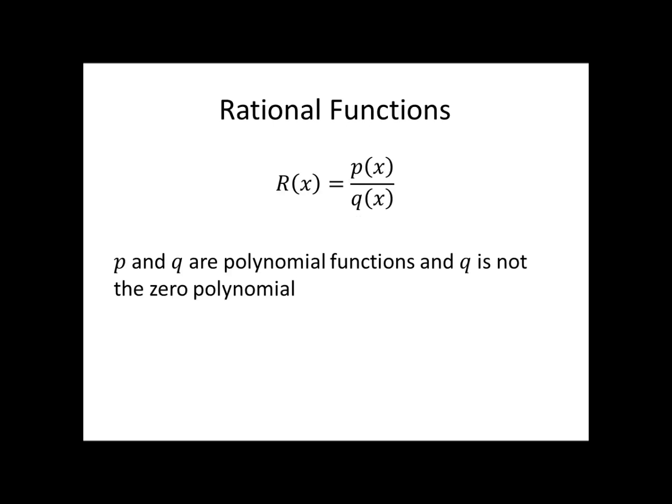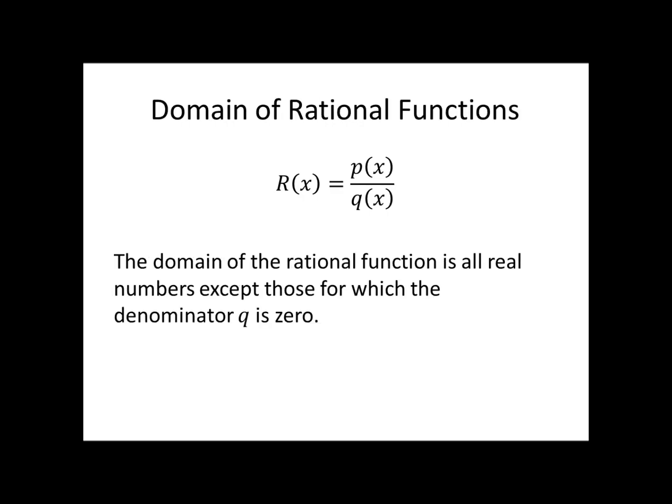A rational function is a function made up of two polynomial functions, p of x and q of x, where they're divided. The only limitation is that q of x is not the zero polynomial, which makes sense because it is a fraction after all. Now our domain is limited because it's a fraction. Because p and q are polynomials, we can plug any number we want into them. But because it's a rational function, because we're trying to divide by q, we cannot plug in anything that might make q 0. So the domain of the rational function is all real numbers except those for which the denominator q is 0.